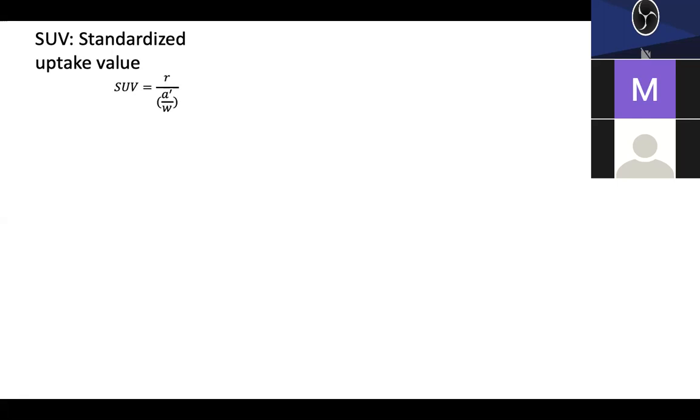So SUV is standardized uptake value. It basically gives you a number that denotes how much of the injected activity, that is FDG, the radioactive element that you have injected in the body, has concentrated into a particular area. That might be a lesion where you have drawn a region of interest that you have selected.